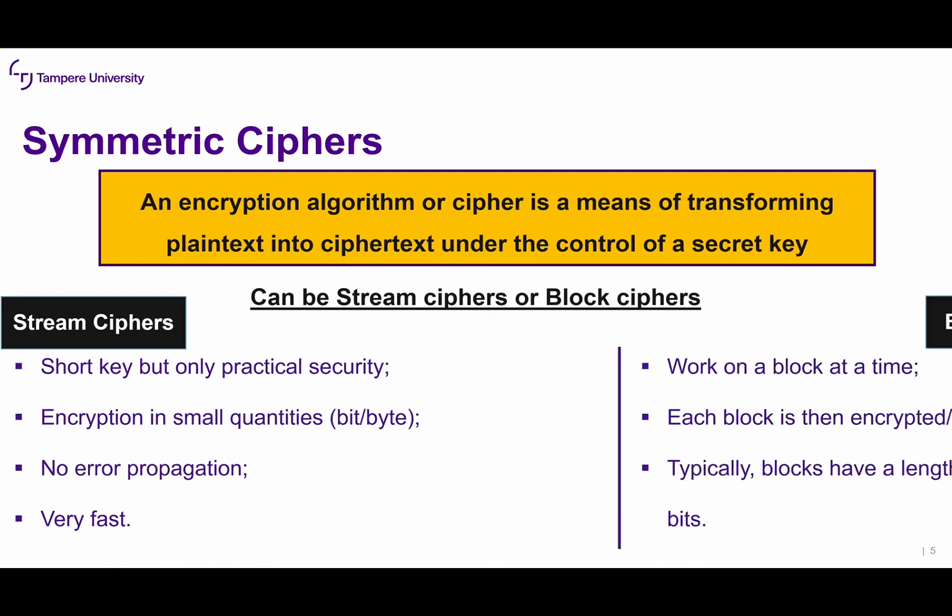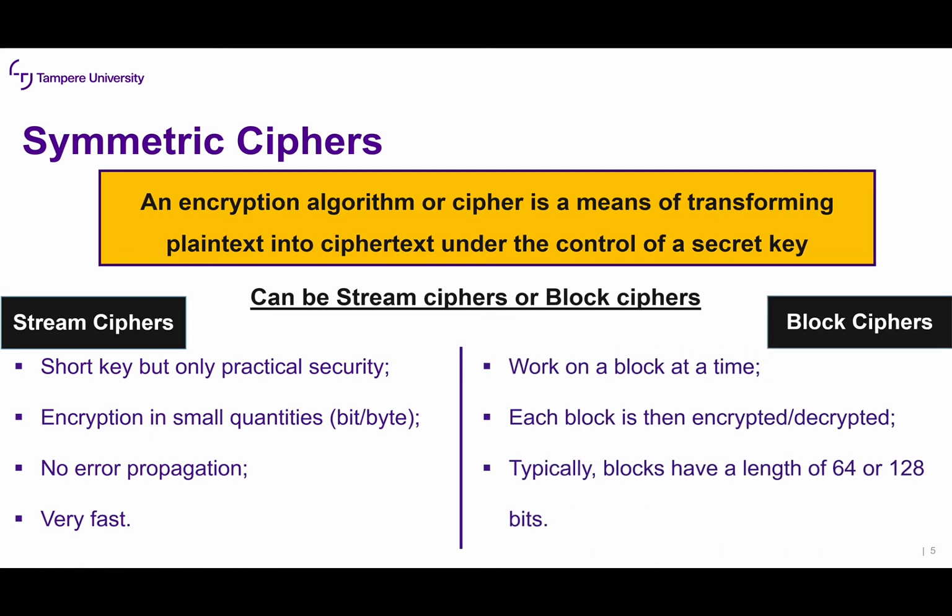On the other hand, block ciphers do not encrypt bit by bit, but split our message into blocks, and they work on a block at a time. So each block is encrypted and decrypted. Typically, the blocks have a length of 64 or 128 bits.